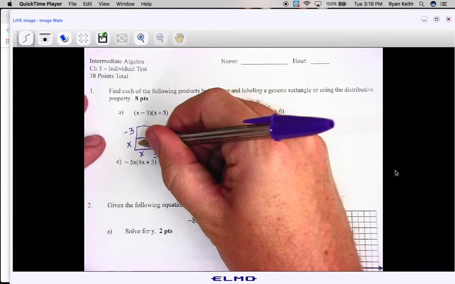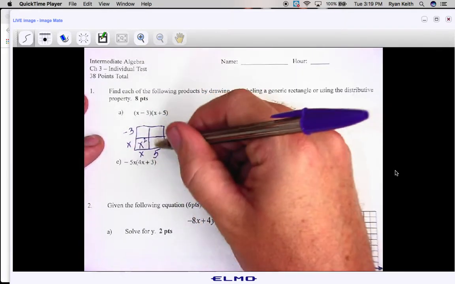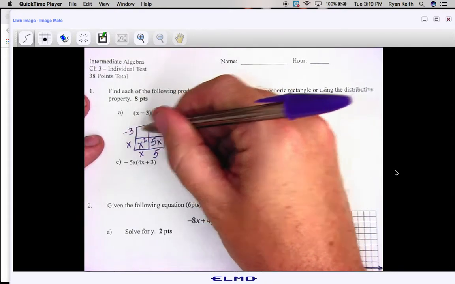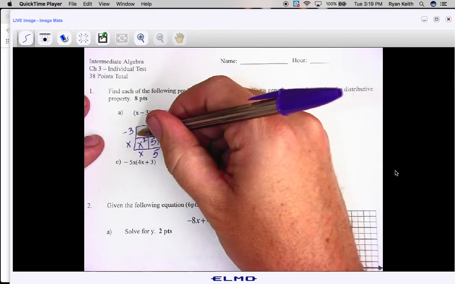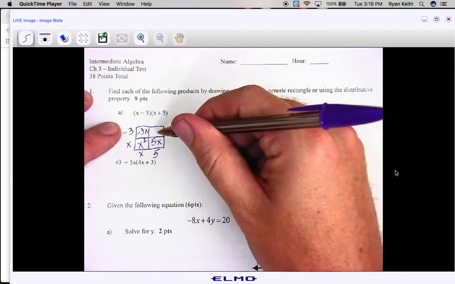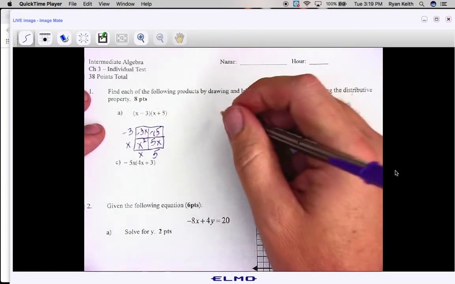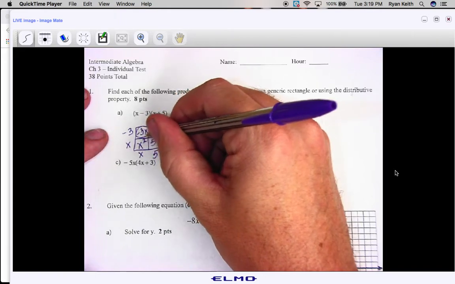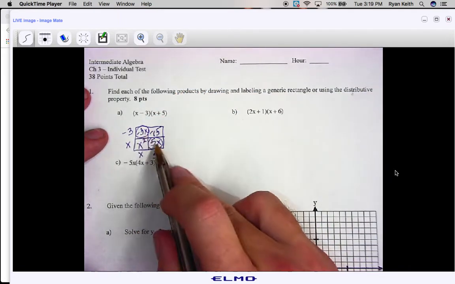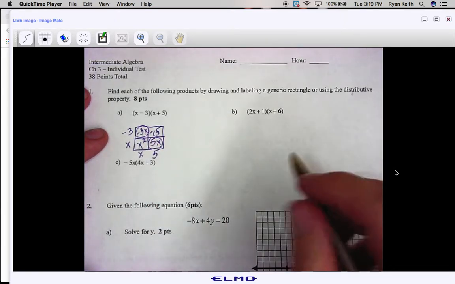x times x is x squared. x times 5, for this box, is 5x. Negative 3 times an x is negative 3x. And finally, negative 3 times 5 meet up in the top box, and that's negative 15. Now, what I'm doing is I'm circling the like terms. Don't they both have x behind it? I don't want to put x things with x squared, but these two that I circled can go together.